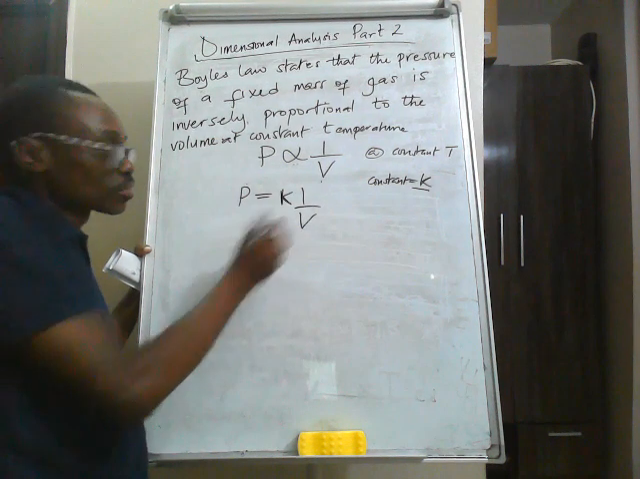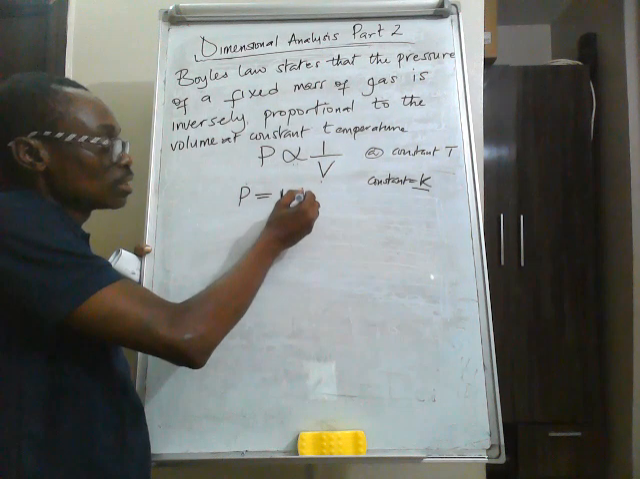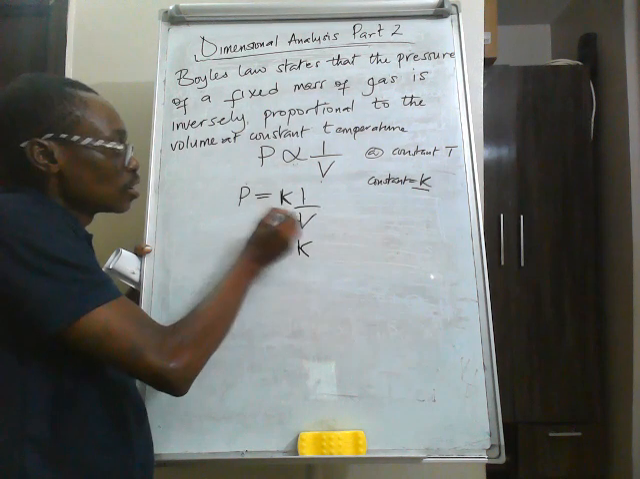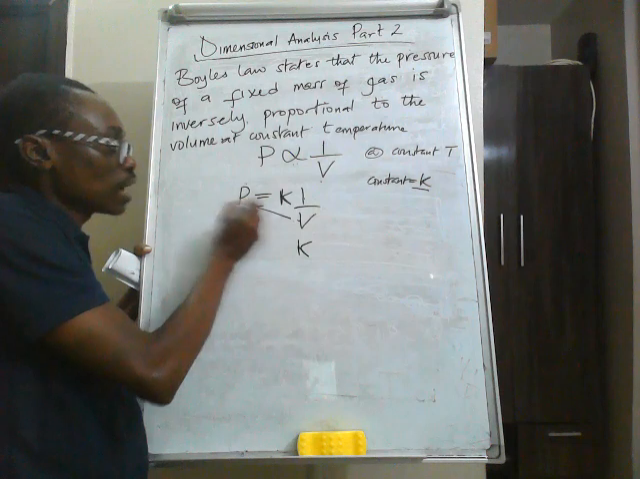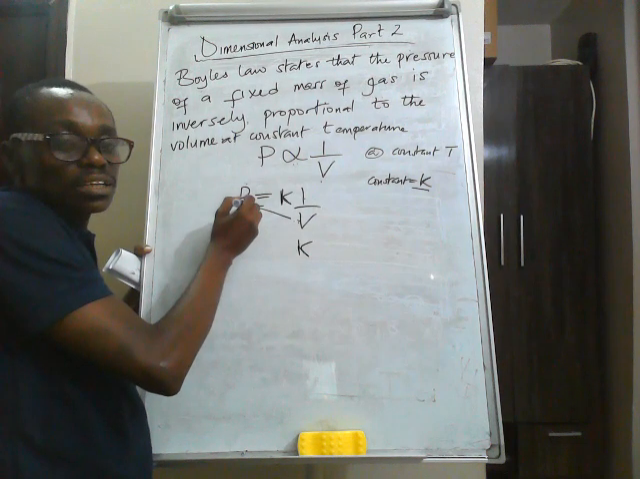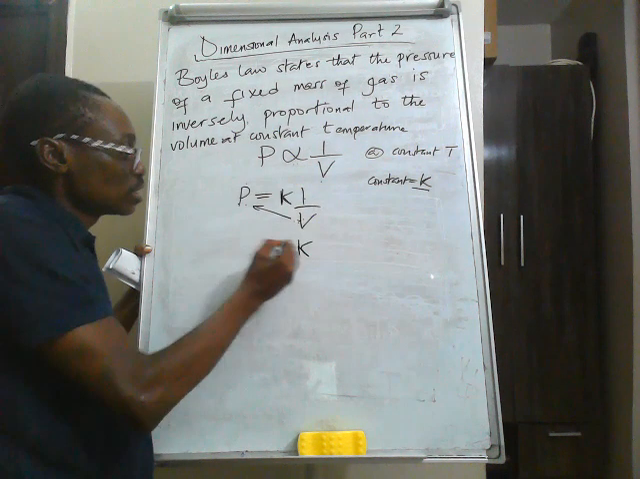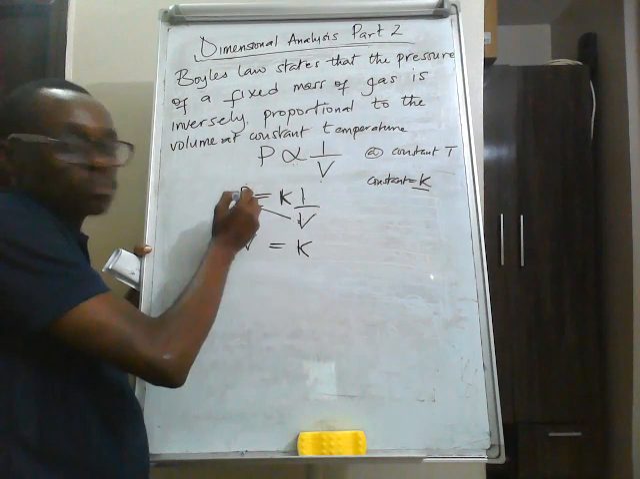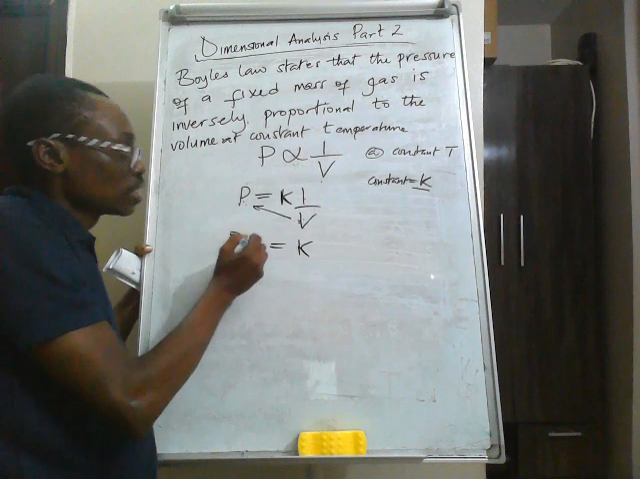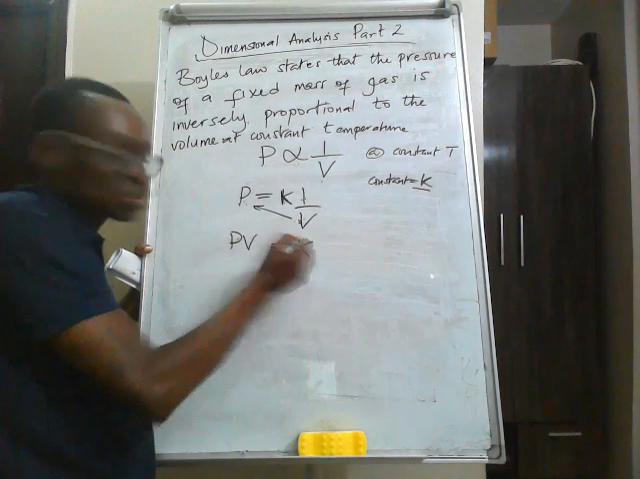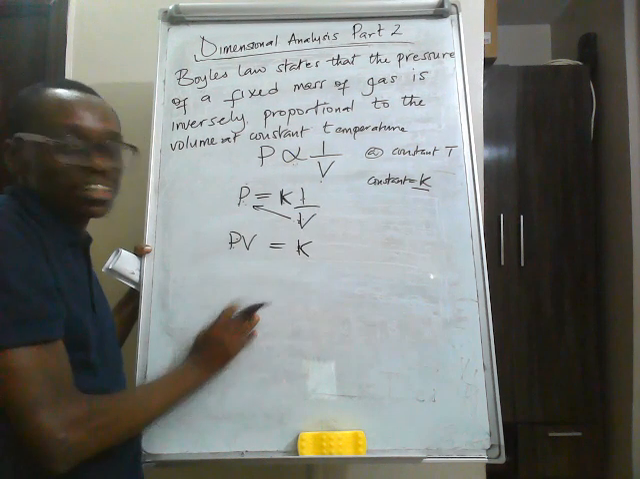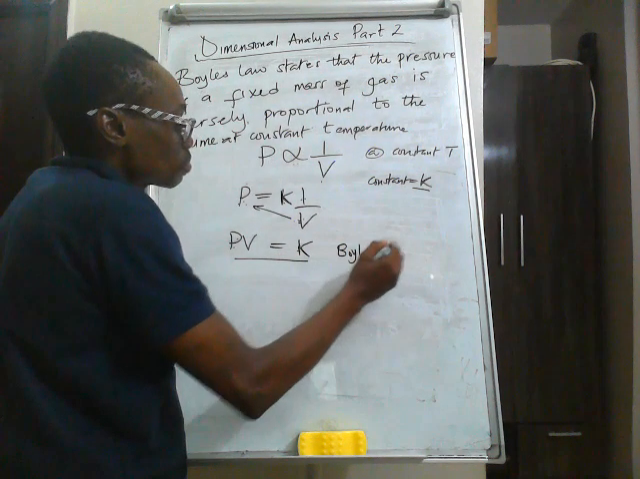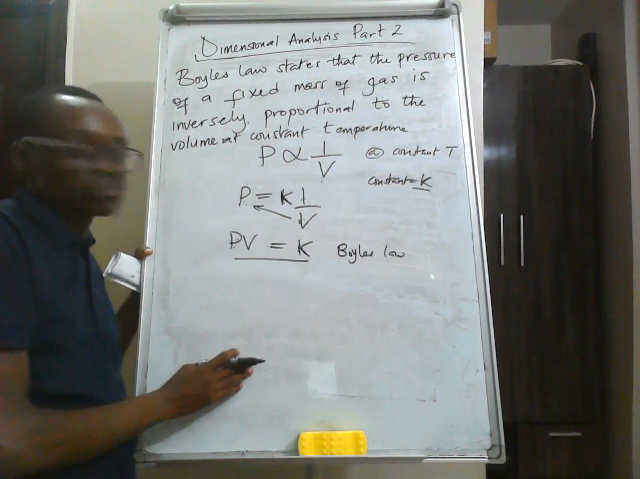So right now, K times 1 is K. V moves up here to cross multiply to the left hand side. So P times V, you have PV. V goes up here and multiplies P, you have PV equals K times 1 gives you K. So PV is equal to K. Okay, so this is Boyle's law. PV is equal to K.